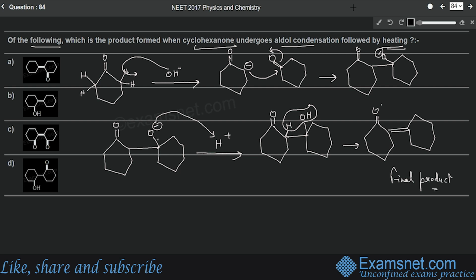That means there will be two cyclohexane molecules. At one of the cyclohexane molecules, there will be a keto group and there will be a double bond between these two molecules. So according to that, which option should be correct? Option number A. Option number A is the correct answer.